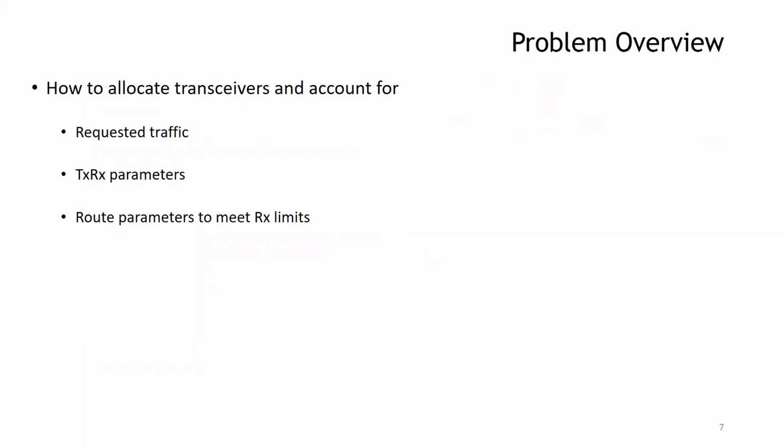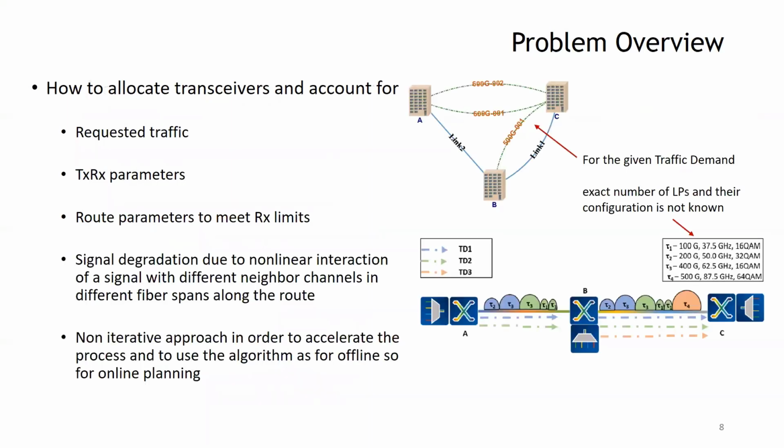As a result, we come to a question: how to allocate transceivers and account for requested traffic, transceiver, and route parameters in order to meet receiver limits. For instance, how to calculate nonlinear noise for a given light path with different neighboring light paths in different fibers along the route, until all light paths are configured. It would be good also to avoid an iterative approach to accelerate the process in order to reuse the algorithm for offline planning, when a network is designed and configuration of equipment is defined, and maybe for online planning.